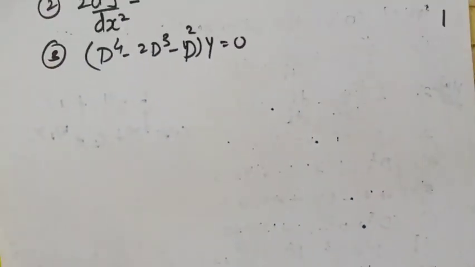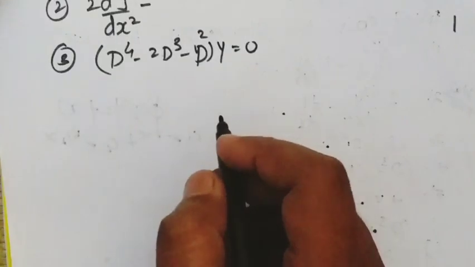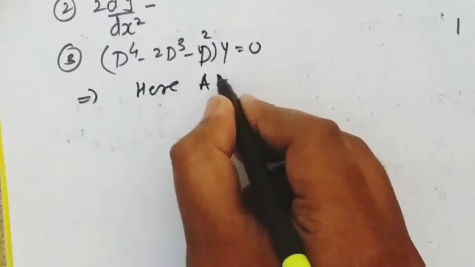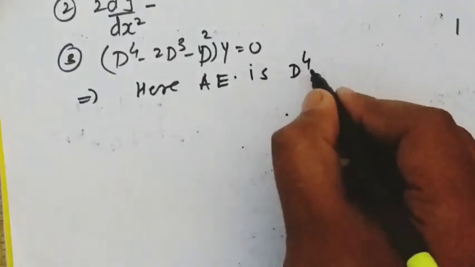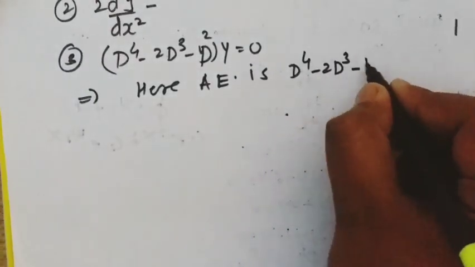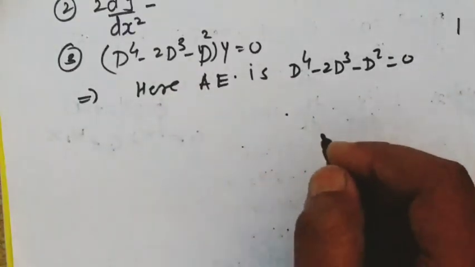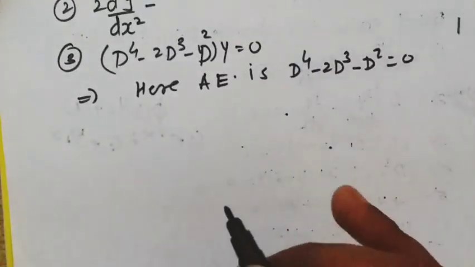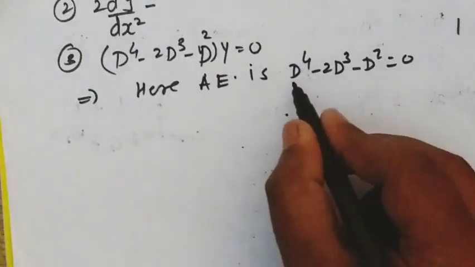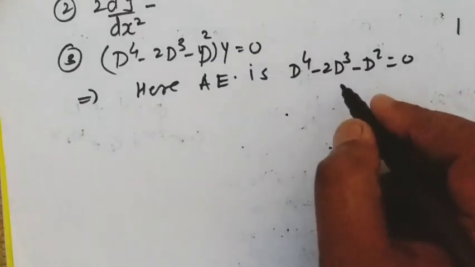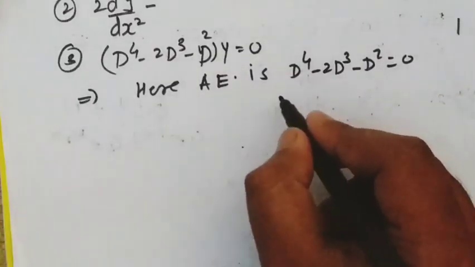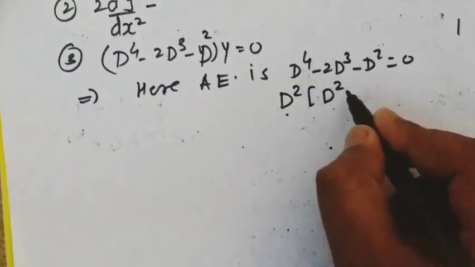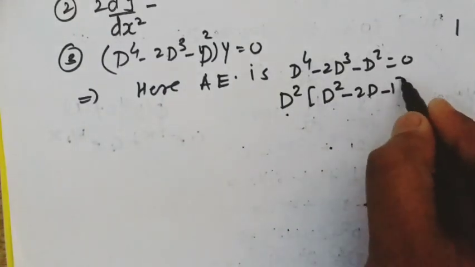Now I will do the third one. The third problem is (D raised to 4 minus 2D cube minus D square) y equal to 0. Here the auxiliary equation is D raised to 4 minus 2D cube minus D square equal to 0. This is a degree 4 polynomial, so it will have 4 roots, and we need to calculate all 4 roots. The technique that we can use is factorization. Here D square is common in all the terms, so we can take D square common. Once we take D square common, we get D square minus 2D minus 1.